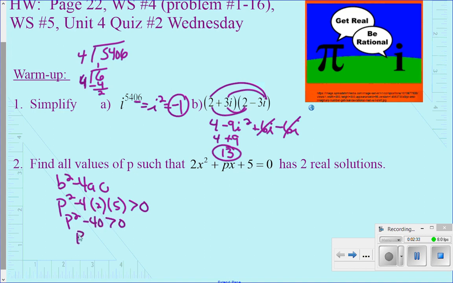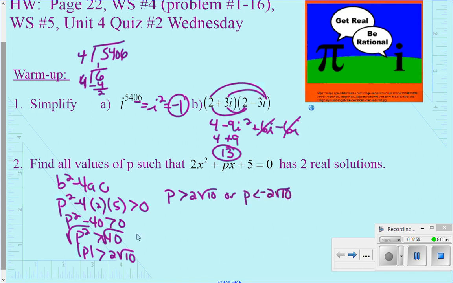So solving that, p squared is greater than 40. If I add 40 to each side, square root of each side, I get the absolute value of p is greater than, I'll simplify that, 2 root 10. And then to get rid of the absolute value when it's an absolute value greater than, remember that's or, so p is greater than 2 root 10, or p is less than -2 root 10. Those are the solutions.